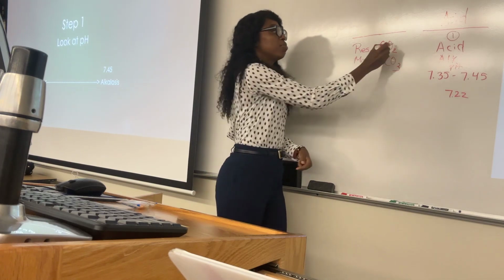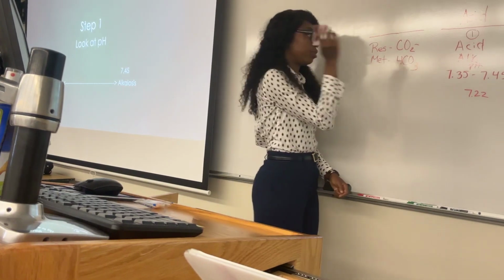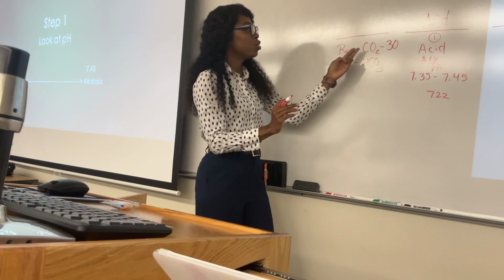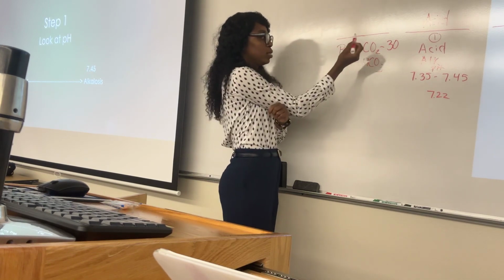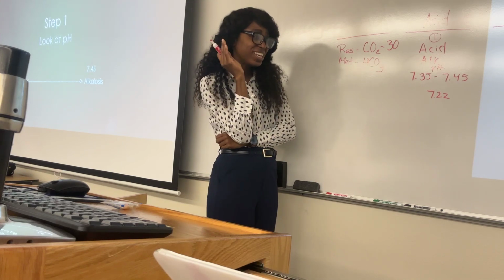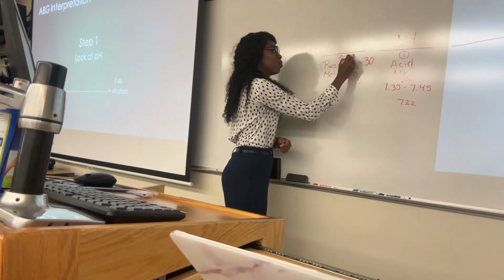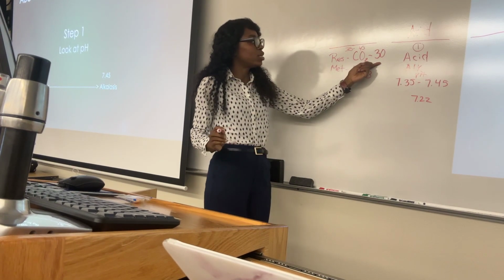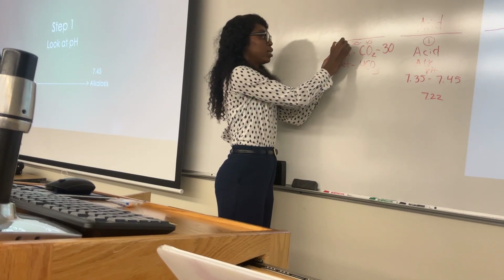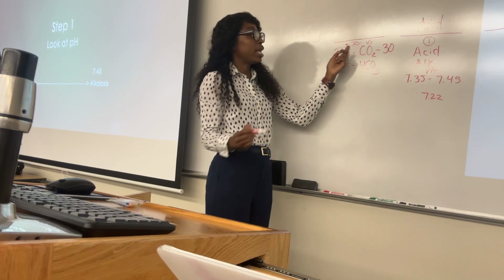So let's pick a number for CO2 for me. Any number. I heard 30 first. 30, okay? So if we say 30, the range for CO2 should be what? 35 to 45. Okay, thank you. So where does 30 fit? It's here, below the range. If we're on this side, what would it mean the body would be? It would be basic.